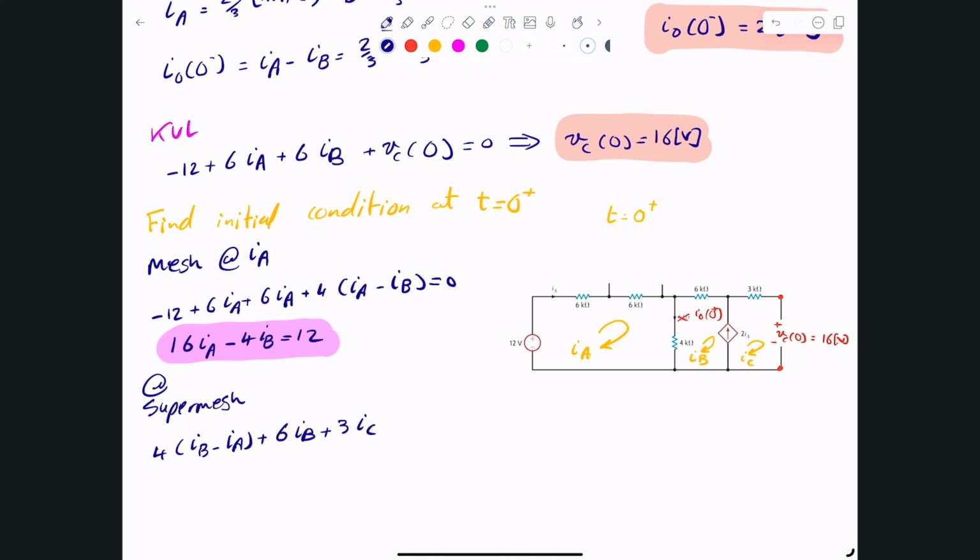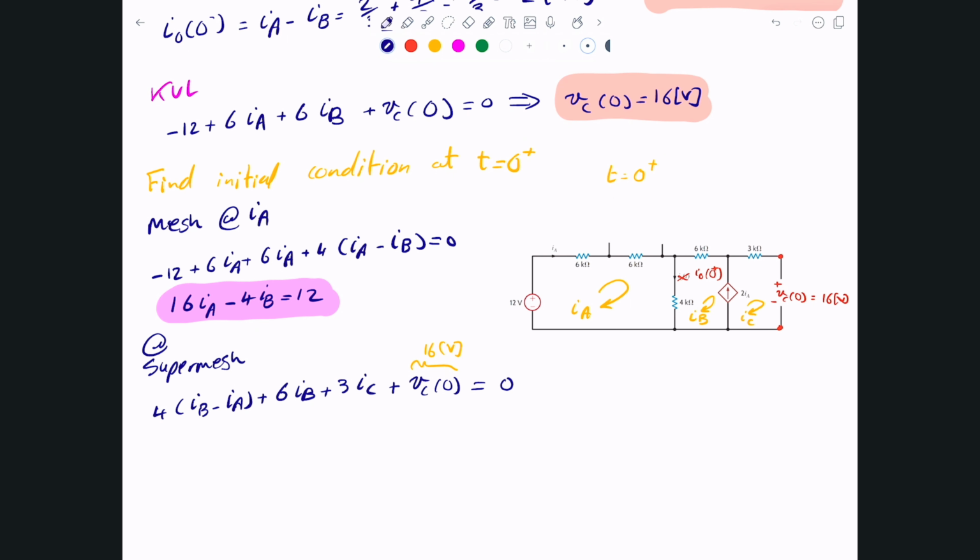It's a voltage already. Remember, what we're doing is at super mesh we're writing KVL. So this one here is just simply plus VC0, which I know is actually 16 volts. I know that this here is just 16 volts, so I can just substitute it, or I'm just going to write it for the sake of clarity, and that will be 0. So we rewrite this algebra, and what we'll end up with is -4 I of A plus 10 I of B plus 3 I of C equals -16. So that's the second equation out of 3.